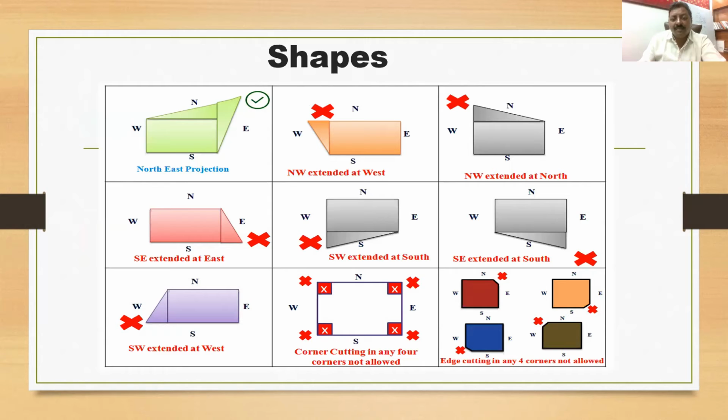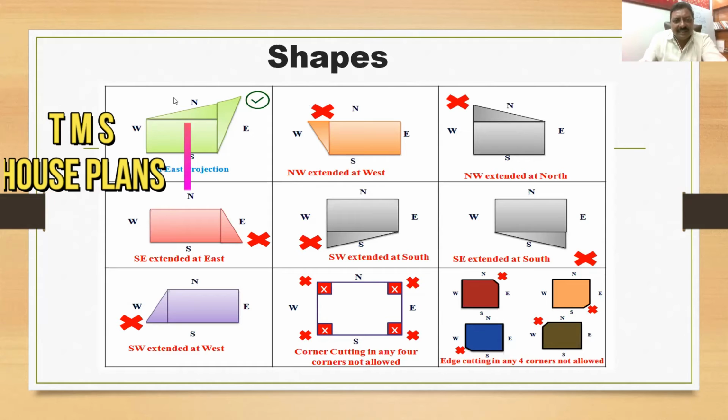And you see here, most of the people talk about these cuts and extensions. Many people say northeast extension is good. I say northeast extension is not good. Northeast extension should be very nominal. It is extended, but it is not seen. That way, if it is there, that's fine. One foot, two feet is okay. But above that, if you see here, this is extended.